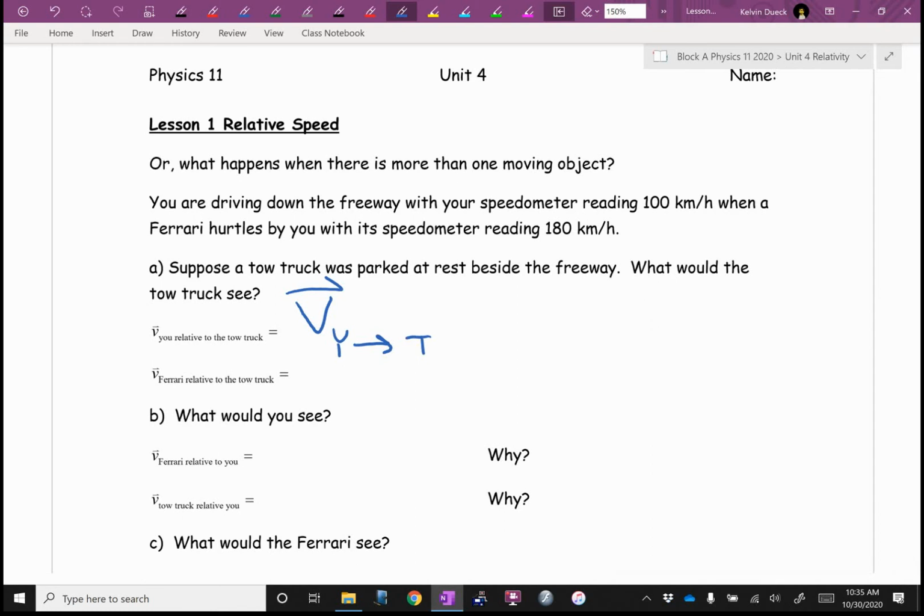So now you want to imagine you're sitting in the tow truck. If you look in your rear view mirror, you would see the headlights of your car getting closer and closer. And then you would see the taillights receding. You would see the car go past you at 100 kilometers per hour magnitude, and you would translate that into positive or forwards because you saw the headlights in your rear view mirror get closer, and then you're seeing the taillights recede away from you. So we're going to argue that the tow truck sees you as positive 100.